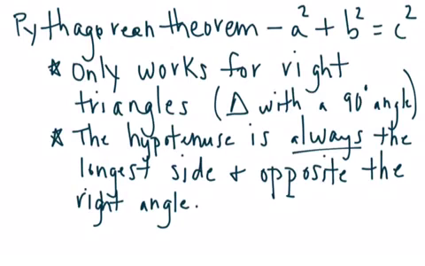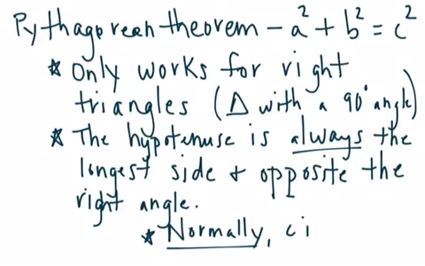On the state test, they may choose to designate the hypotenuse as some letter other than C to try to confuse you. So don't always consider C the hypotenuse, but normally, and I do want to emphasize normally, meaning most of the time, C is the hypotenuse. But you need to label your triangle and be sure that's the case. Okay, let's look at some examples.